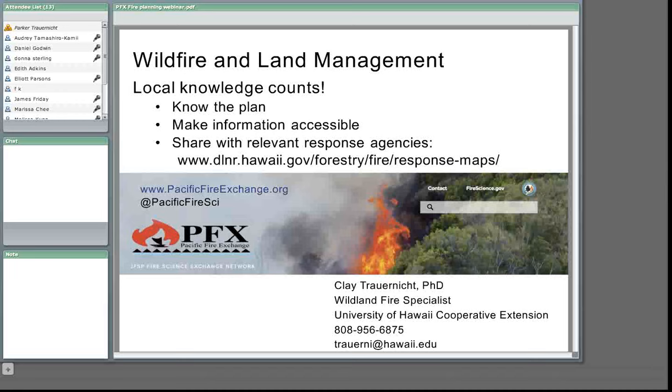These guys are going to be your best friends if a fire happens. It's really on you, however, to communicate what your priorities are in the event of a fire. Their jobs are to put the fire out, to protect lives and property, but you will have knowledge that can make their jobs much more effective in the event of a fire.